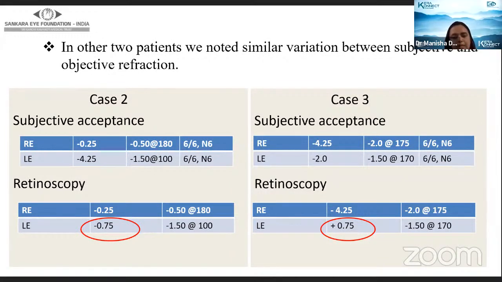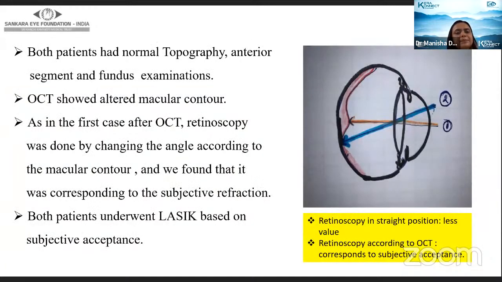Similarly, in case 3 as well, we noted the same thing. In the left eye, it was -2 diopter of sphere with -1.50 diopter of cylinder. And in retinoscopy, it was just +0.75 diopter sphere with the same amount of cylinder, while the right eye findings were correlating with the subjective acceptance. Next slide.